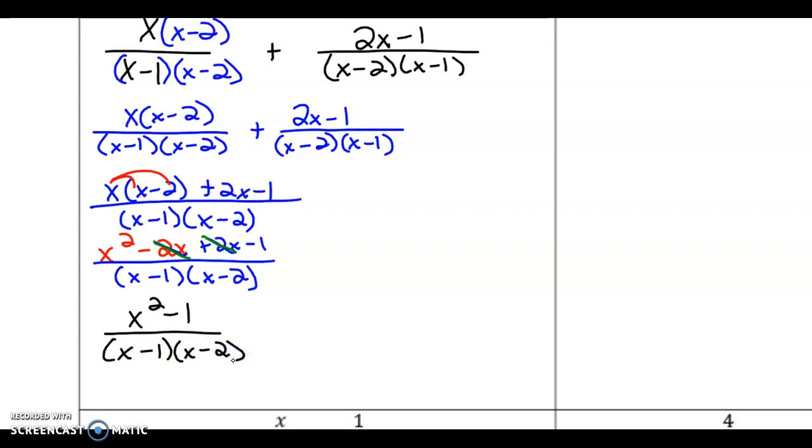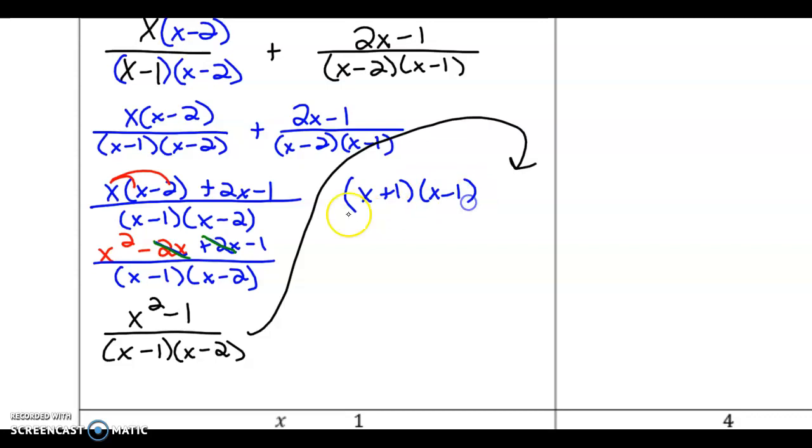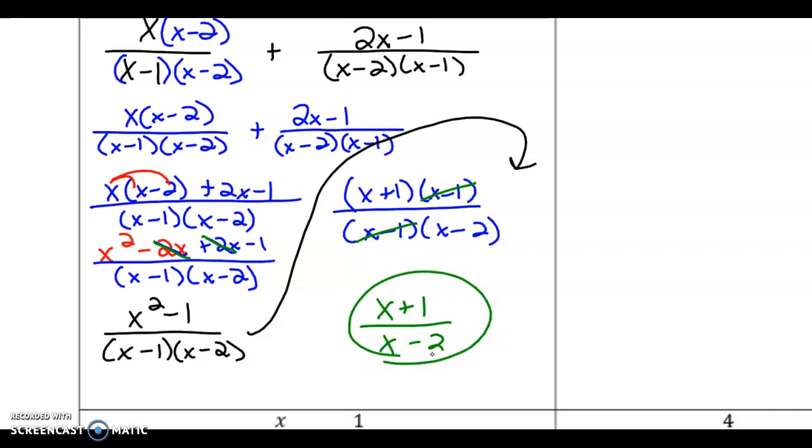Now normally you would be done here, but this one, the numerator actually factors. So this is now looking like a problem that we had in 8.4. So we can factor the numerator to be x plus 1 times x minus 1. Okay? So then any of those factors on the numerator can simplify with any factors on the denominator. So your answer is x plus 1 over x minus 2. All right, let's try the next one.